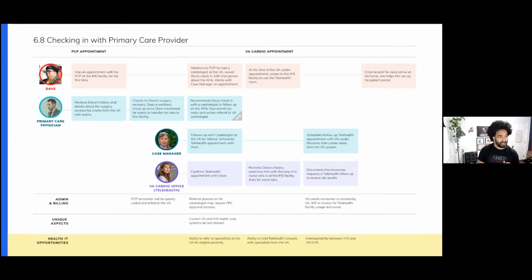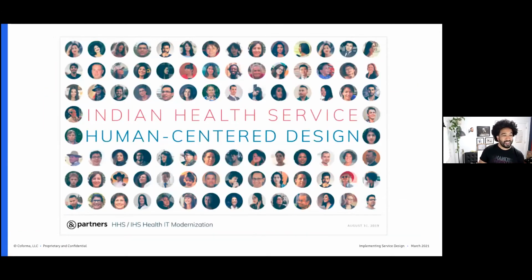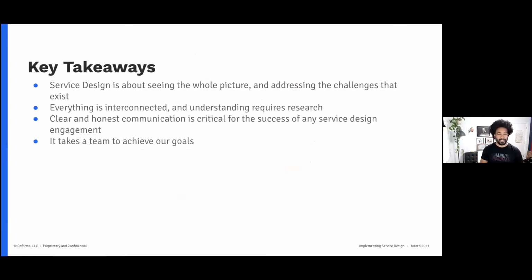I could keep going here, but sorry, I won't. But that brings me to just some key takeaways that I kind of touch upon, but wanted to share.